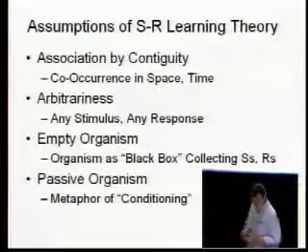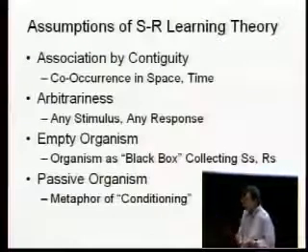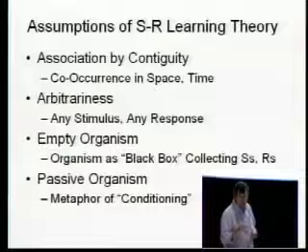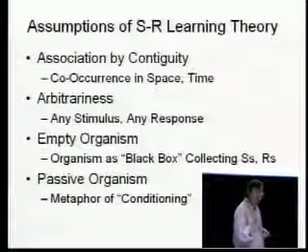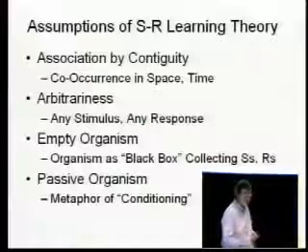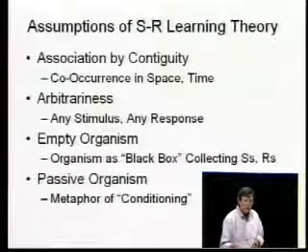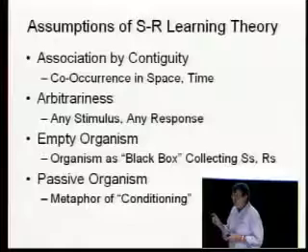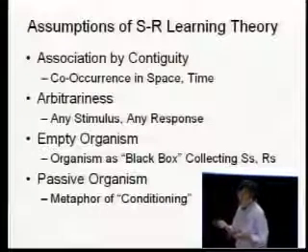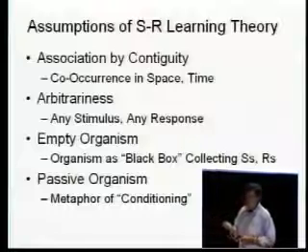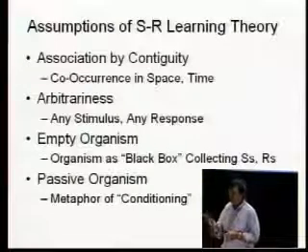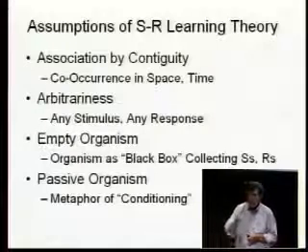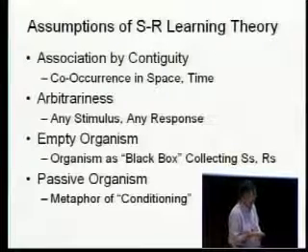The first of these assumptions is the assumption of association by contiguity. The SR learning theorists argued that associations are formed when there's the repeated joint occurrence of 2 events, the conditioned stimulus and the unconditioned stimulus, the response and the reinforcement. The idea here is that associations are formed between stimuli and responses that occur close together in space and time. For Pavlov, the bell is followed very quickly by food within a second or 2. For Thorndike, pressing the paddle is followed very quickly by escape within a second or 2.